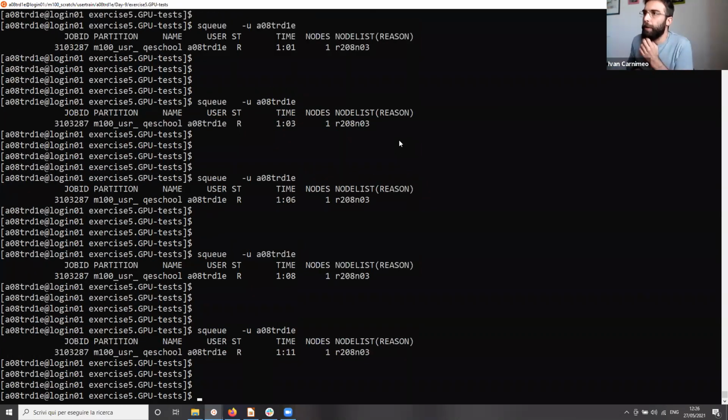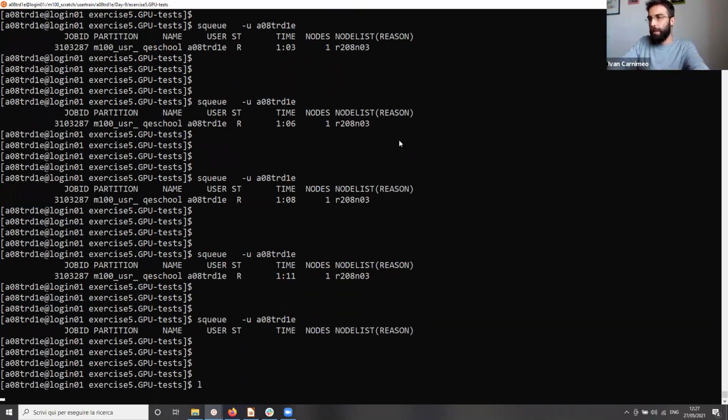I hope that each one of you at least tried to run the calculation with GPUs, because I think it is very interesting if you compare the time between CPU and GPU execution.